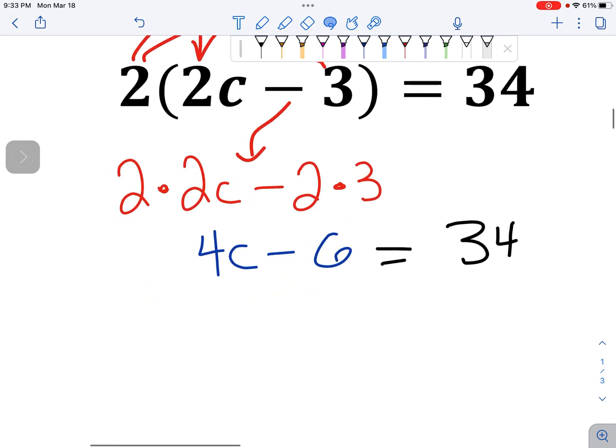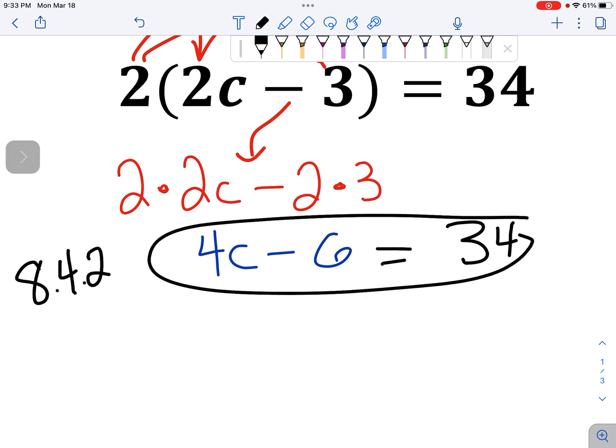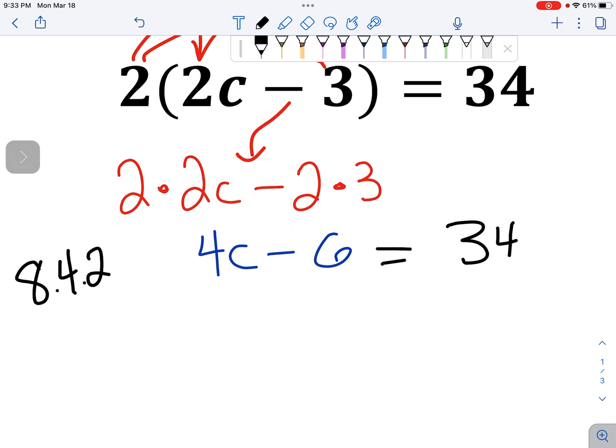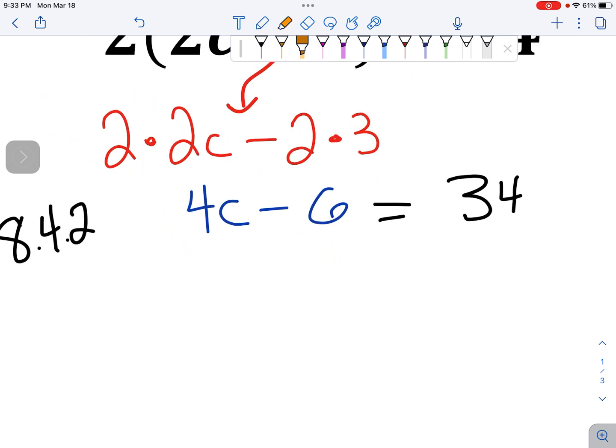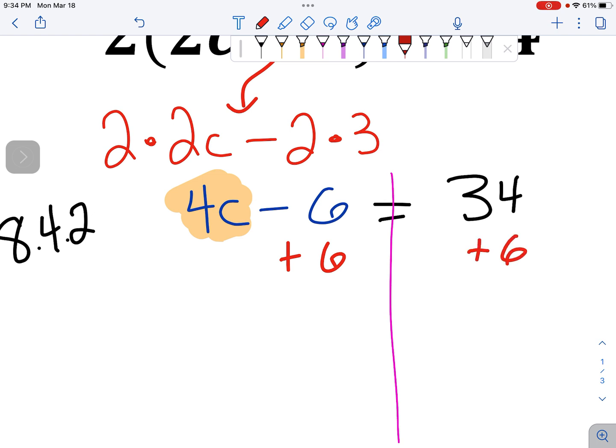Okay, we are now at where we are for lesson 8.4.2. This problem right here is the same as lesson 8.4.2. I'm going to keep the C's all by themselves. There aren't any C's on the other side, so you don't have to worry about it. Make your line down the equals. To get rid of minus 6, we need to plus 6 to both sides. Your minus 6 plus 6 cancels. 34 plus 6 is 40.